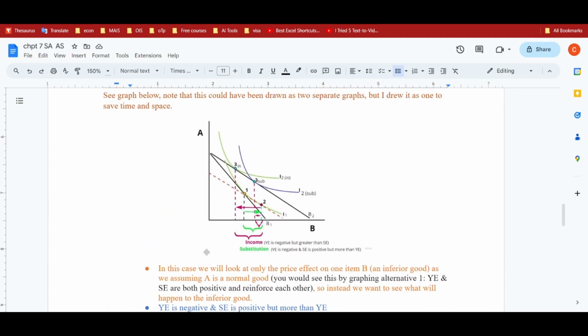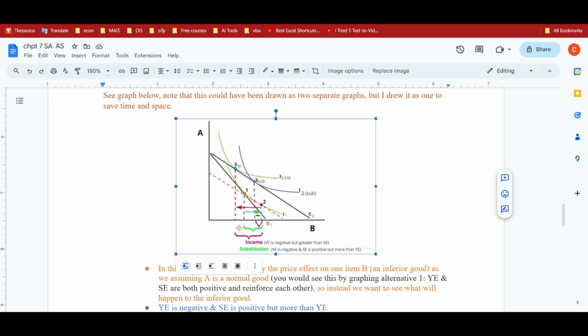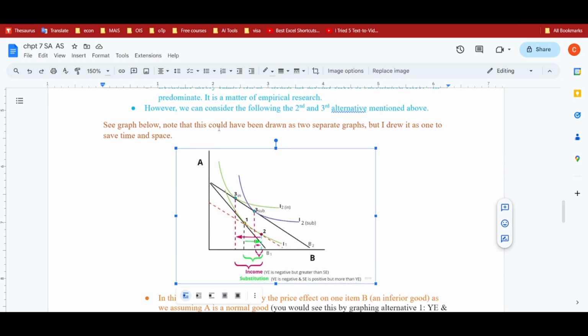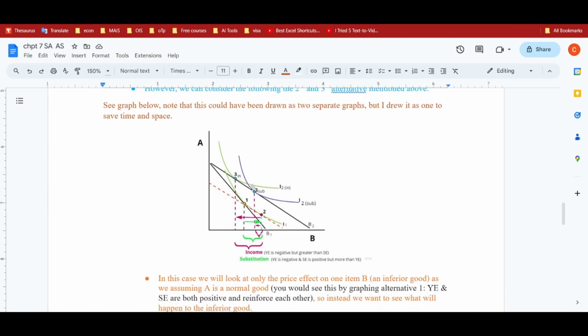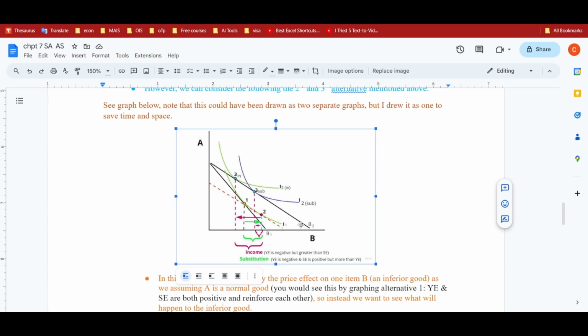So here I explain it. See the graph below. Note this could have been drawn as two separate graphs, but I drew it as one to save time and space. So in the exam, you could draw two separate graphs. You could draw the normal good, and you can draw the inferior good, right? You're explaining both things. If that is easier for you to do, then do it that way. I just drew everything together in one graph, and this is what we have.